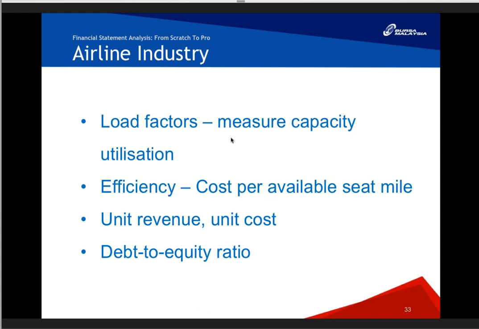For example, AirAsia's load factor is about 83%. For any airline, a load factor of more than 80% is pretty healthy. That means quite good.